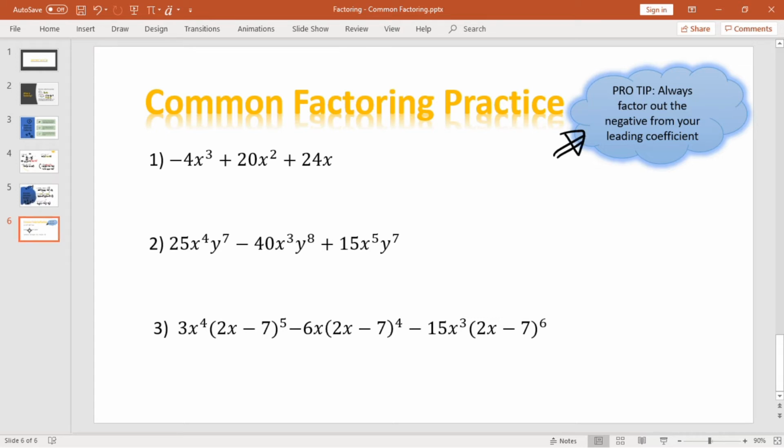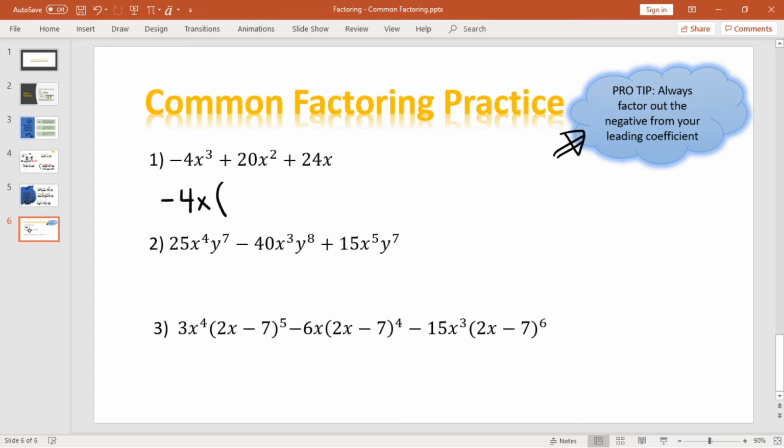Once again, I'm kind of harping on if you see, especially when these ones just have x's and it's going to turn into something that you'll probably be doing quadratic factoring on, take out the negative in front. It makes your life easier. So for this one, number 1, I see -4, which will go into 20, and which will go into 24. So I'm going to take that out. And then my lowest power of x is x to the 1, so I can take that out.